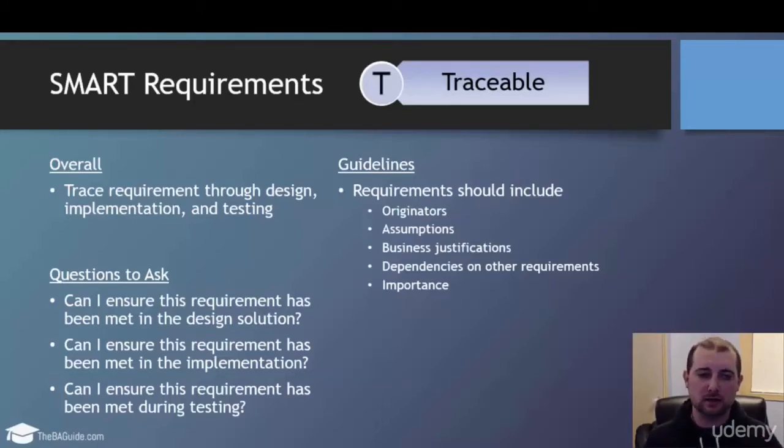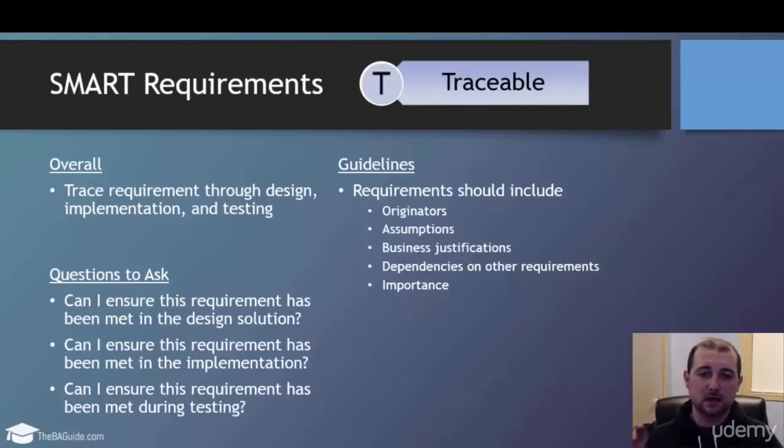So what questions can you ask? Can I ensure this requirement has been met in the design solution? In the business requirements document, you have that requirement written out. Can you validate that in the design solution it's been met? So can you trace it to there? Then next, can you trace it to the implementation? And finally, can you trace it to the testing? Those are the rhetorical questions that you'll ask yourself to validate that it will work.